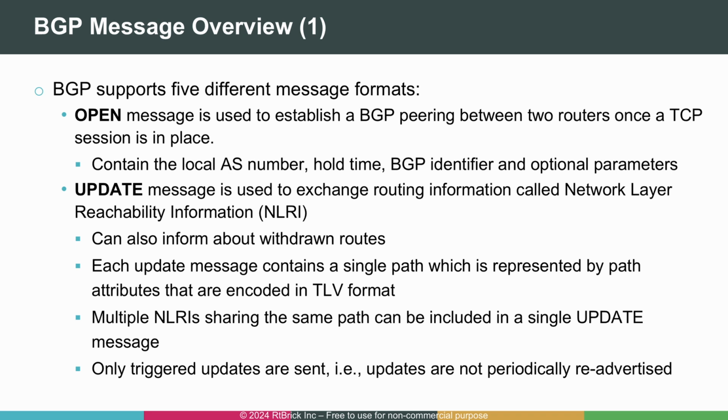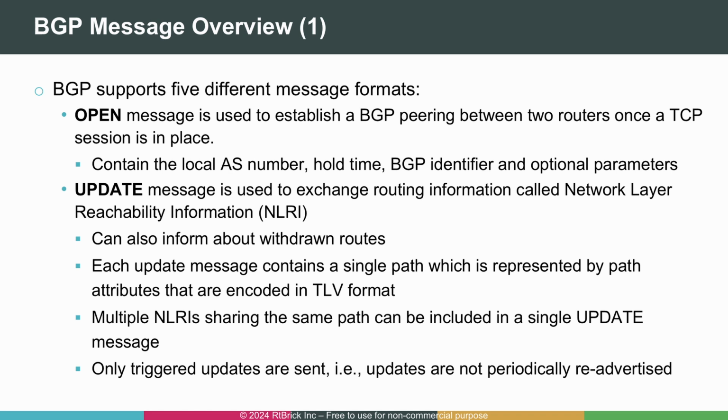Additionally, the open message contains the BGP router ID, which is a 32-bit unsigned value usually represented as an IPv4 address. The router ID is most often automatically derived from the router's loopback address but can be configured manually. The open message may also contain additional parameters, such as specific feature capabilities.